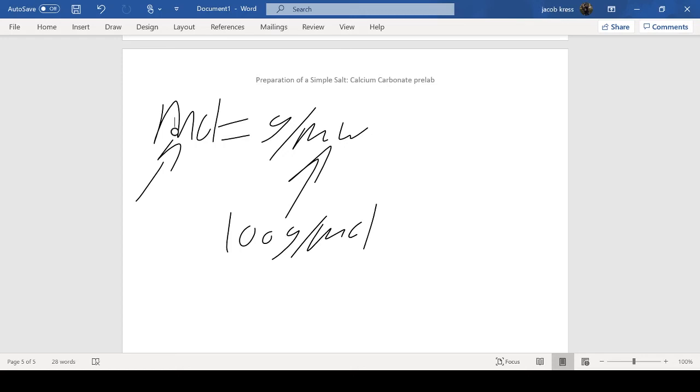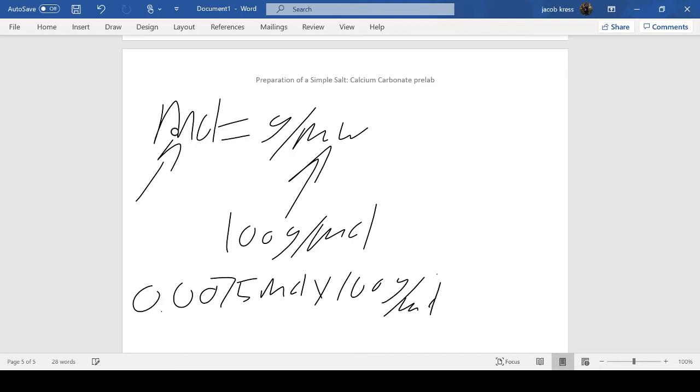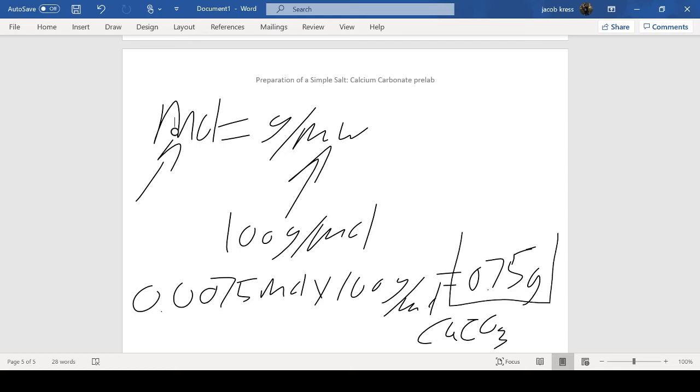So if we take our answer, so we said we are going to produce 0.0075 moles times 100 grams per mole. This will equal 0.75 grams of calcium carbonate. So this right here is going to be our theoretical yield. This is going to be our yield if everything goes right.